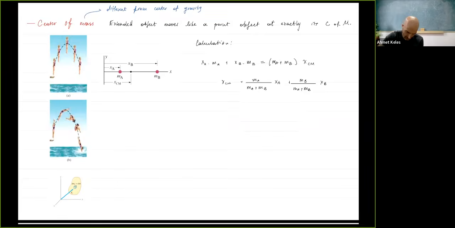So if you have many particles, you basically have exactly the same thing. You just need to sum over all of them. X center of mass is equal to 1 over the sum over all masses multiplied with the sum over all coordinates multiplied with masses. Okay.